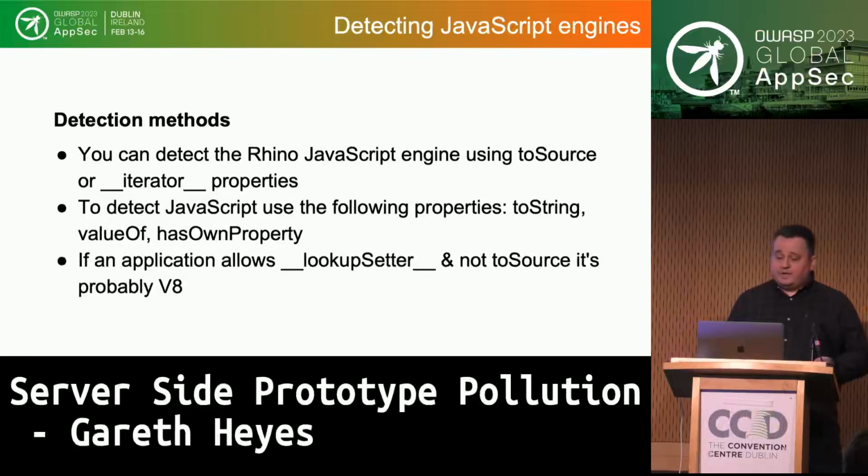It might work with other languages. I've not really tried, but maybe with Python and Ruby or something, but I've not really looked for that. So if a property like toSource doesn't exist, but lookupSetter does, or there are other inherited properties like that, then it's probably V8, or it could be Rhino, or another engine that uses other specific properties, and you could search for those.